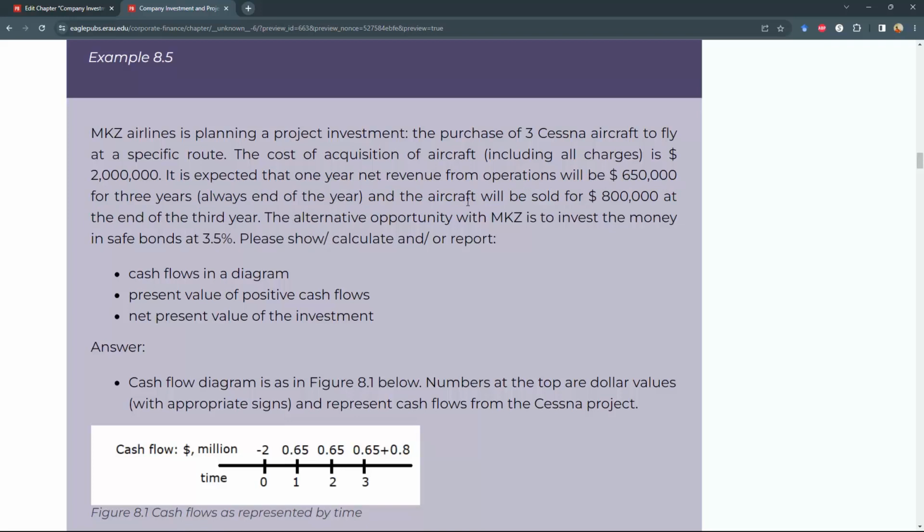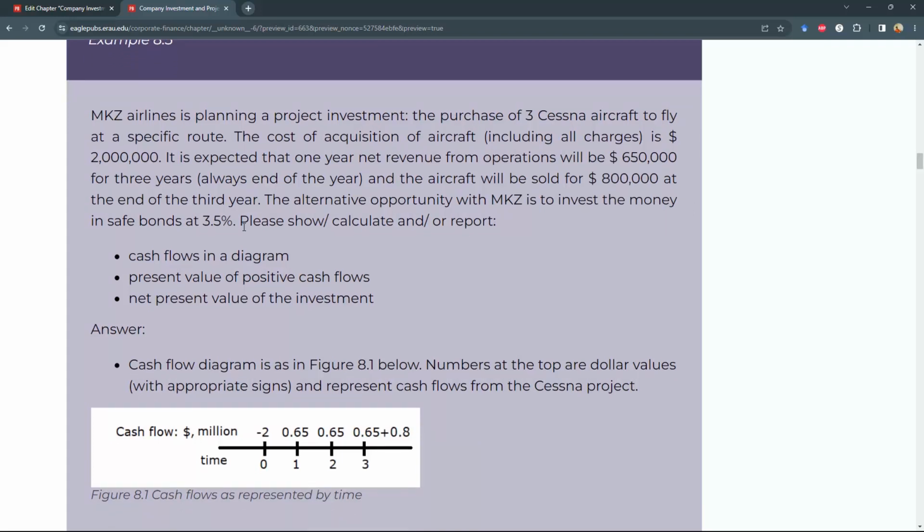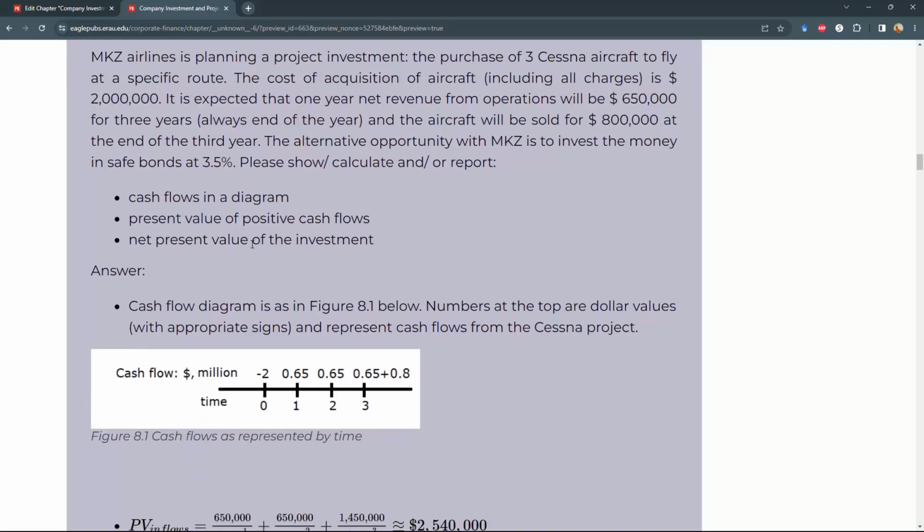The aircraft at the end of the 3rd year will be sold for $800,000, so $0.8 million. And the alternative opportunity cost of capital is investment in safe bonds, which is 3.5%. So let's show the cash flow diagram. On the cash flow diagram, the axis is a time axis. So time t equals 0, end of the first period, end of the second period, end of the third period.